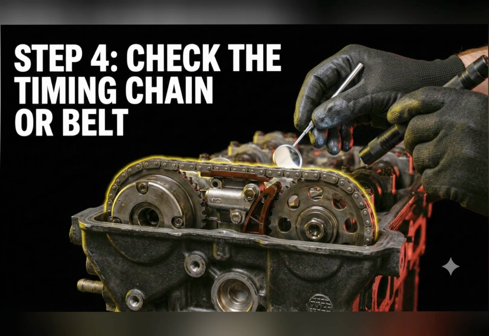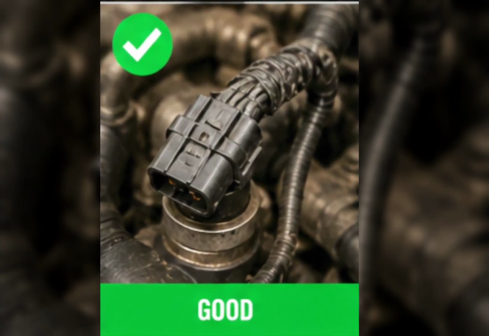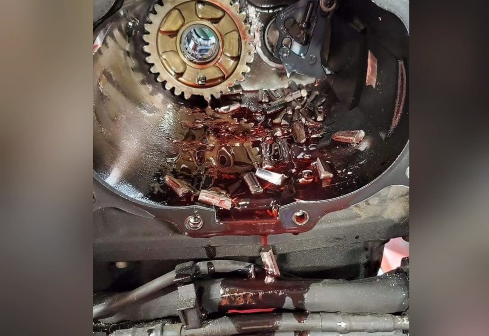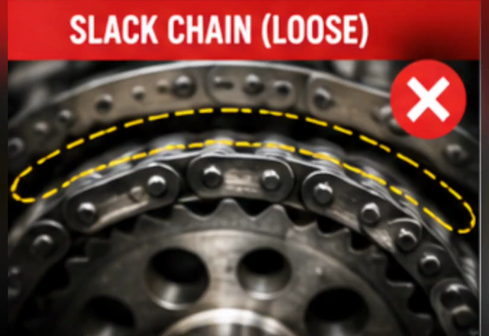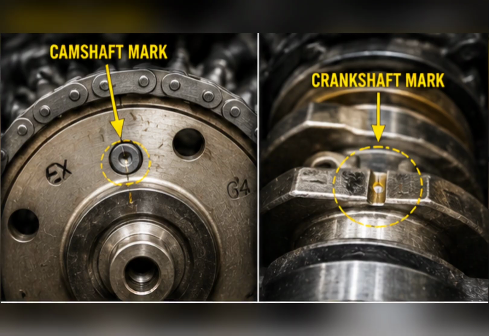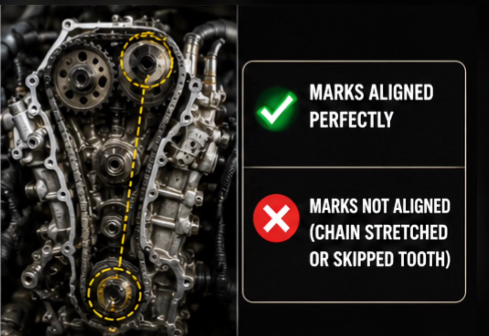Step number 4. Check the timing chain or belt. If all the above yield no results, the physical timing is likely off. Inspect: if your vehicle is easily accessible, remove the timing cover and check the timing chain or belt for wear, or a damaged tensioner. Align marks: rotate the engine to top dead center, TDC, and verify that the timing marks on the camshaft and crankshaft line up perfectly. A stretched chain or slipped tooth will need to be replaced.